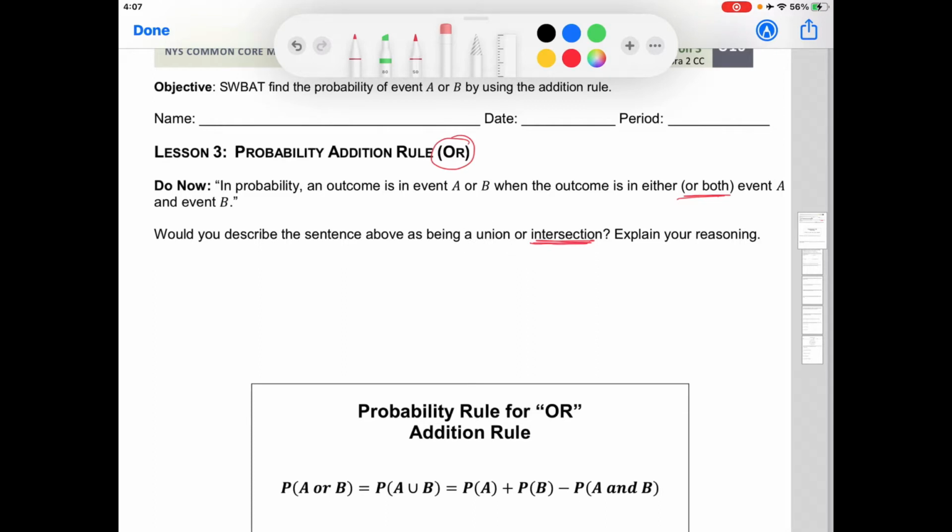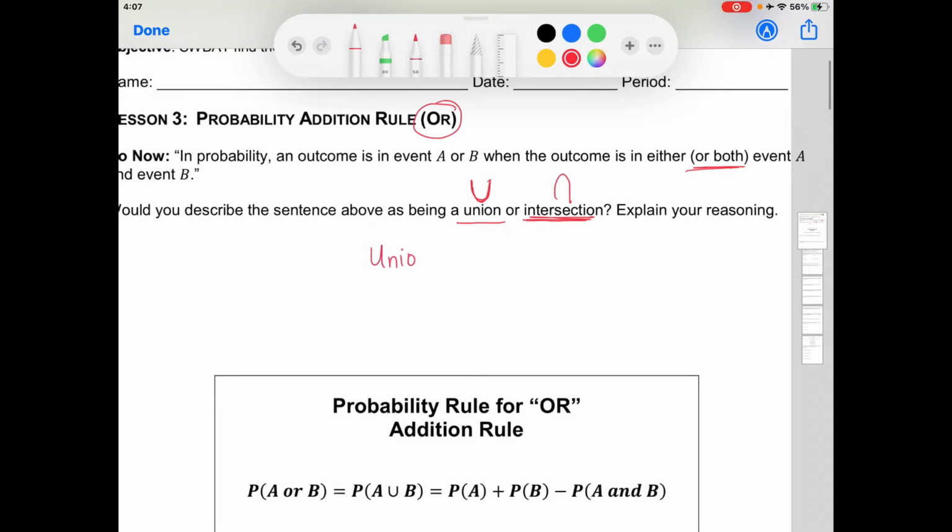But union, we use this symbol. This is the symbol for union. Union is if it is in either one. So it could be in event A or event B, or it could be in both. So that is what your union is. So or is your union. So let's write that down. Because the outcome is in either A or B or both.